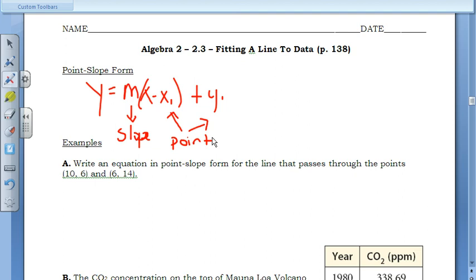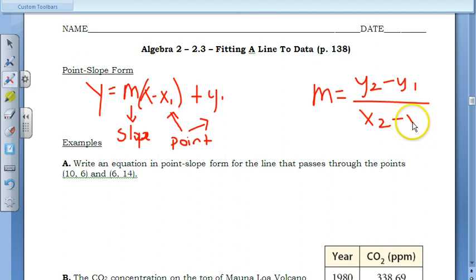Just in case you don't remember the slope formula, I'm going to write that again, but we did write it on the very last section. y2 minus y1 over x2 minus x1.